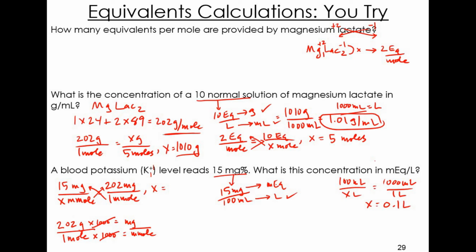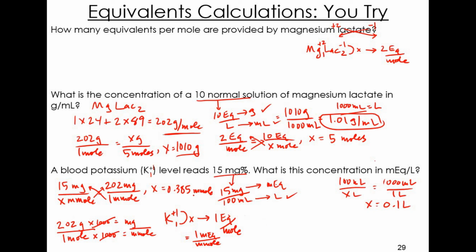X for that looks like it's going to be 0.385 millimole. And then we have to convert that to milliequivalents. And the same concept applies here between equivalents per mole and milliequivalents per millimole. For potassium, where there's one ion with a charge of +1, then it's going to be 1 equivalent per mole. And that's the same as 1 milliequivalent per millimole.